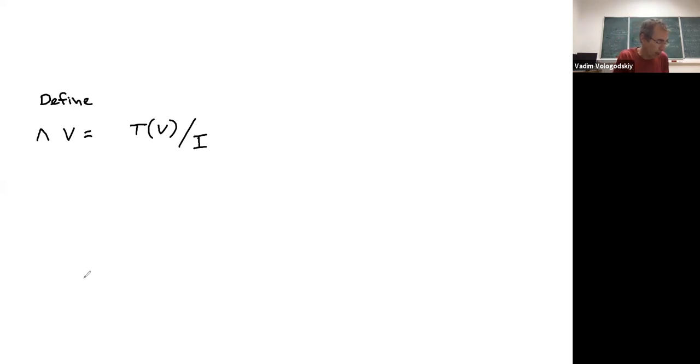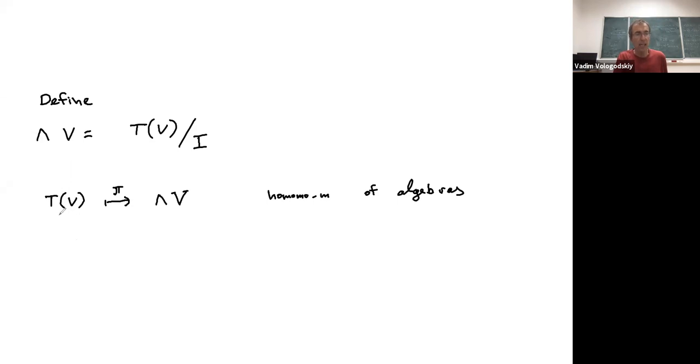So we have a map of algebras from the tensor algebra to the exterior algebra. This is a homomorphism of algebras. Any algebra maps to its quotient by an ideal. Let's give a name to this. It's pi. So this is a map of algebras, and in particular, it's a map of vector spaces.